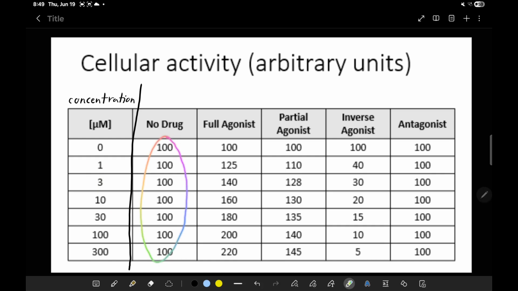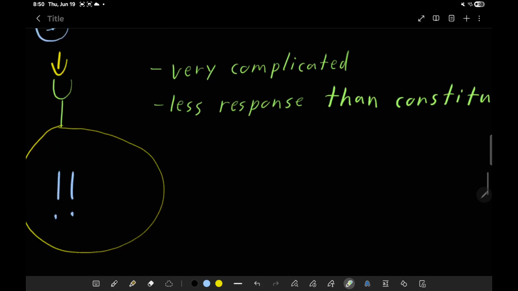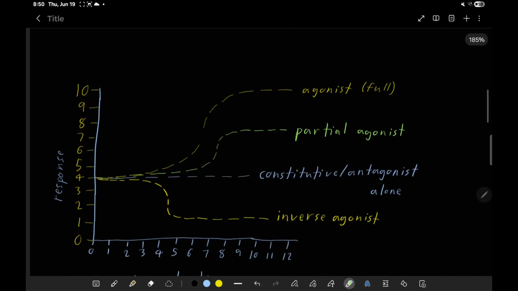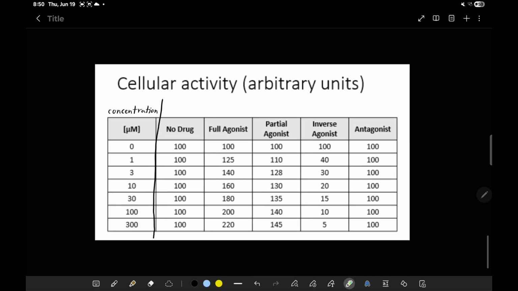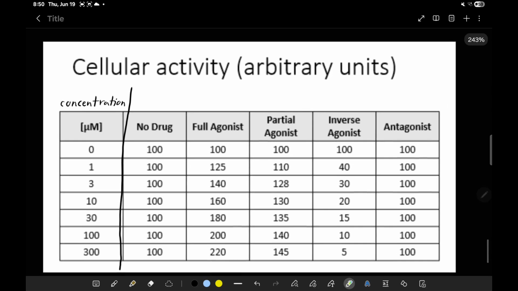This is the baseline of your cell. Then when you add a full agonist, this is going to increase the response of your cell. So as you can see, when you have no concentration of agonist, nothing happens. But then as you increase concentration, the response steadily increases and increases. Just like in your dose response curve, as you increase concentration of your full agonist, response increases and increases. Eventually it plateaus, but this table doesn't get to that part. It just shows the increasing section.